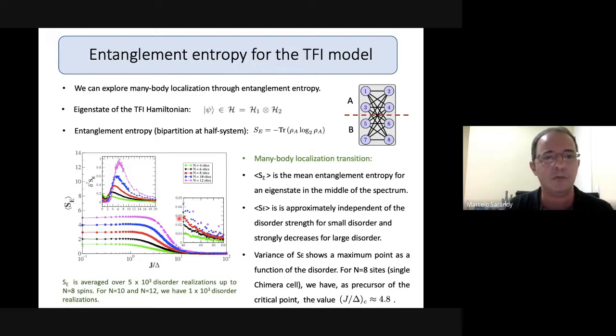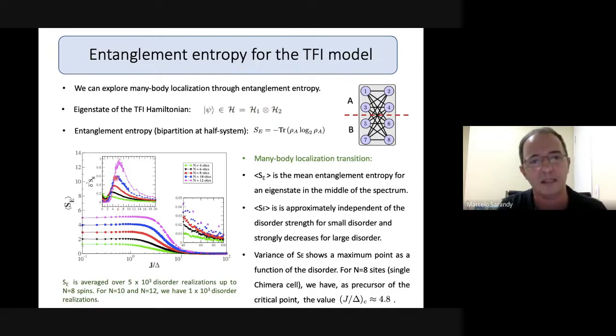So the idea is that the critical point of the MBL transition can be characterized by looking at the maximum of the variance of entanglement entropy. So we just look at the maximum for up to 12 sites, and we can see this behavior of the maximum, right? And we just took here the value for n equal to 8 spins, because this is the size of a single cell in the D-Wave experiment. And this precursor of the critical point, J over delta critical, is around 4.8, right? So around 4.8 is the precursor of the critical point for 8 spins.